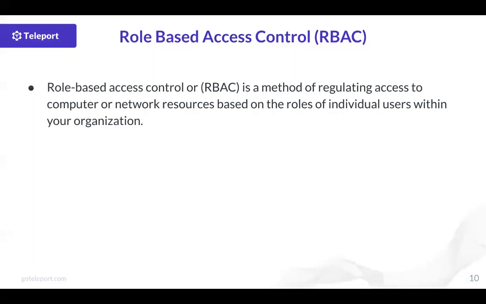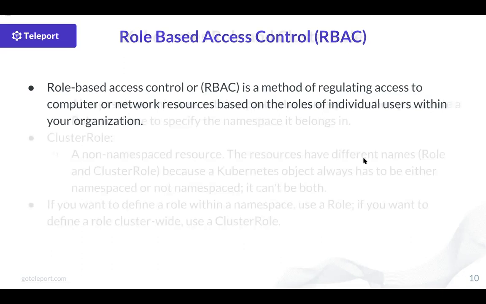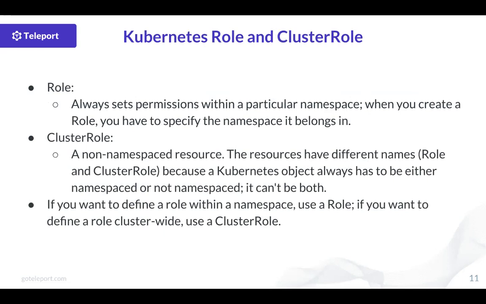So role-based access control, or RBAC, is a method of regulating access to computer or network resources based on the roles of individual users within your organization. So this means use least privilege and grant access based off of a user's role within your organization. Now, a Kubernetes RBAC role or a cluster role, they contain rules that represent a set of permissions. Those permissions are purely additive, so there are no deny rules.